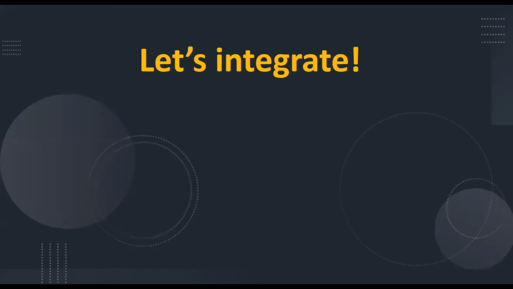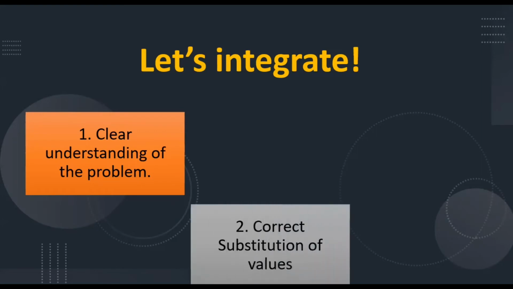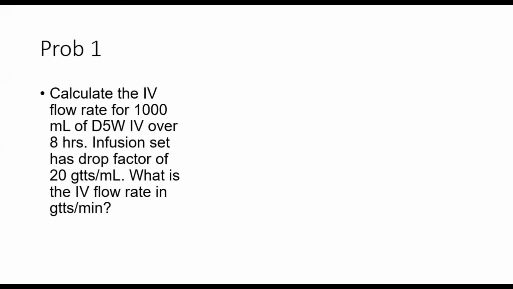Let us integrate. Now, remember that when we approach any drug calculation, number 1, there must be a clear understanding of the problem so that the correct formula will be used. Number 2, correct substitution of the values. Examining what is given in the word problem, you need to substitute the values into the given formula. And finally, number 3, have consistent units of measurement.